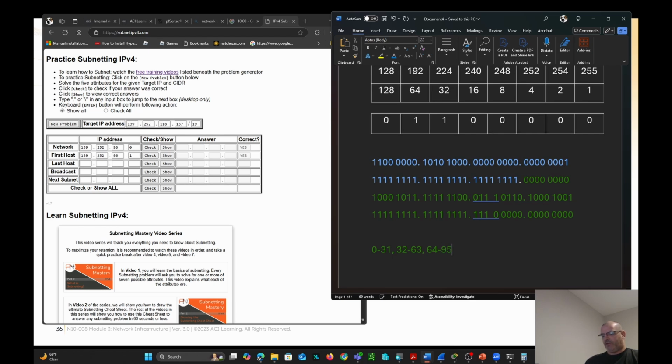96 minus 1, 95. And then 96 to 127. All right, what was our address range? Okay, so look, now we are at the point where it's 118 for this third octet.